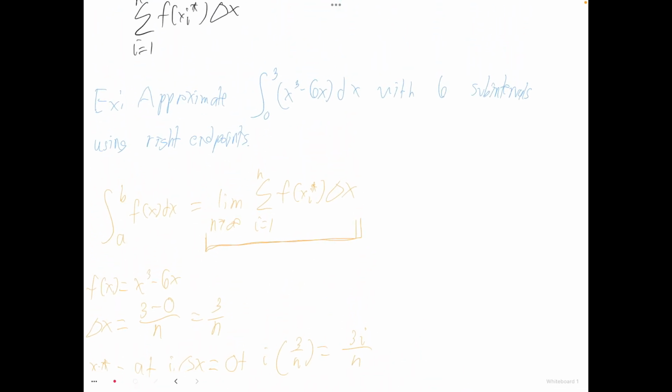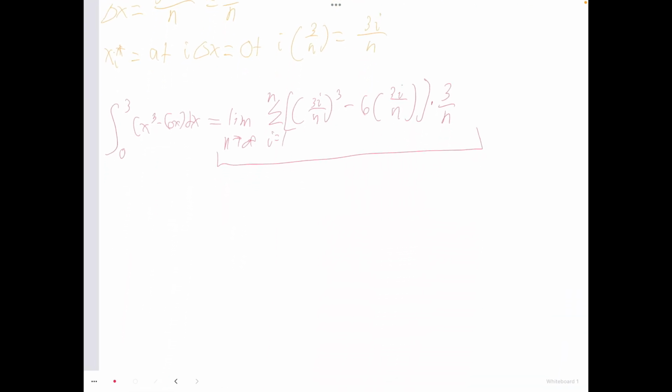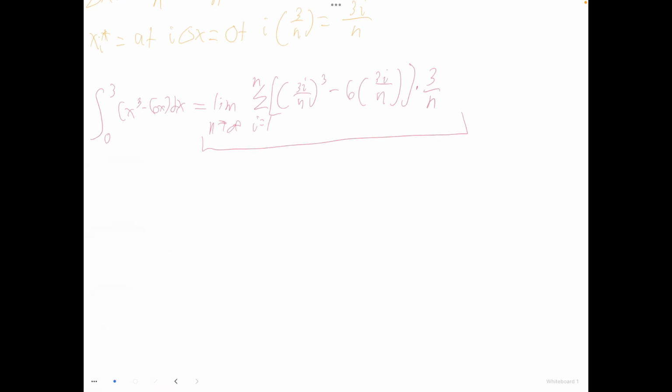We're approximating it. We don't want the whole limit. So we're going to forget the limit part, and we're just going to use n equals 6. And so what we're looking at then is our approximation is just the sum from i equals 1 to 6, n is 6 now, of 3i over 6, cubed, minus 6 times 3i over 6, times delta x, which is 3 over 6. Okay, so that is the sum that we are then computing.